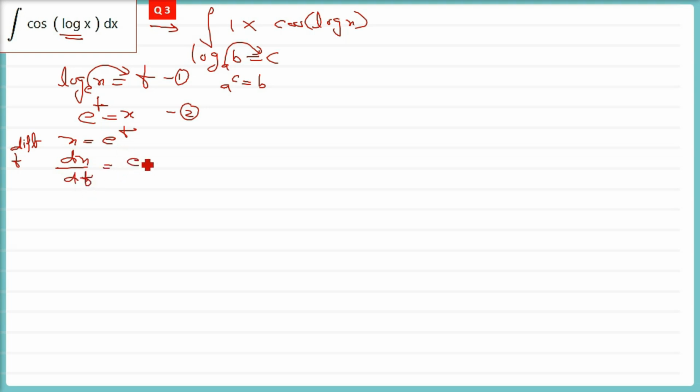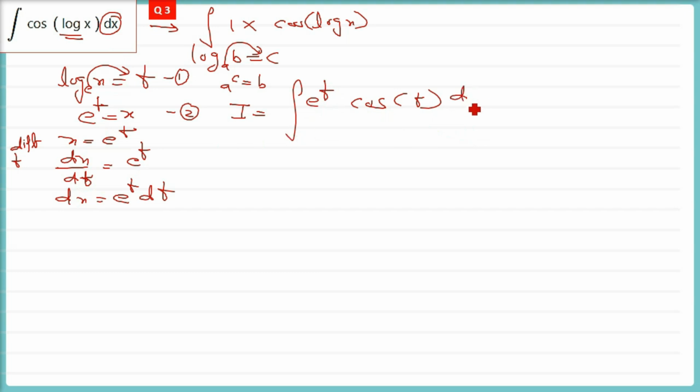So dx by dt will be equal to e raised t, so dx will be equal to e raised t dt. Now this dx, you have to substitute it, because everything you have taken in the form of t. So now this equation will be transformed after this substitution. I will be equal to the integration of cos log x. In place of log x you can write t, and in place of dx you have to write e raised t dt.